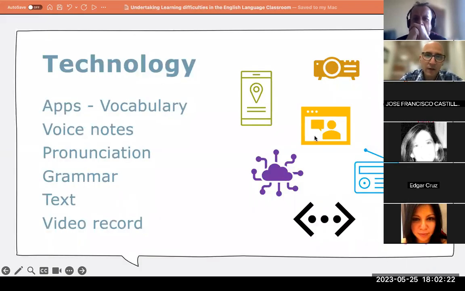Concerning technology, there are so many apps. There are so many apps to learn vocabulary, to memorize. Our telephones can help with this. How? Creating voice notes. It can help them with pronunciation. If they download someone's microphone.